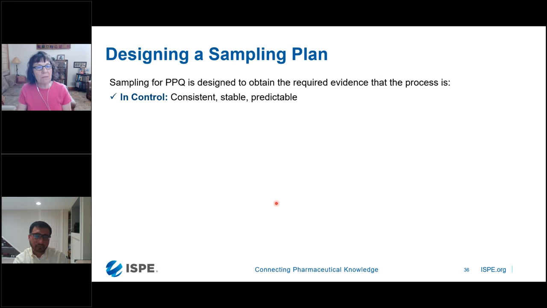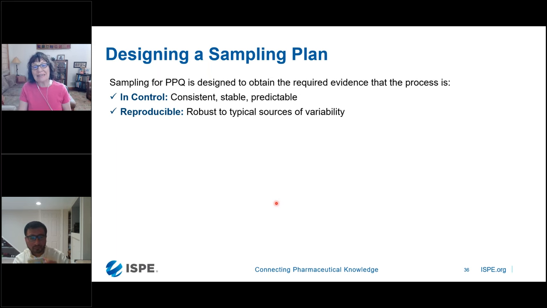Okay, so sampling for PPQ is designed to obtain the required evidence that the process is in control. By that, we mean it's consistent, stable, and predictable. It's reproducible. It's robust to typical sources of variability, like raw materials or operating shift. It's capable, meaning it's able to meet specification. Our sampling must be large enough to make a desired statistical capability statement.